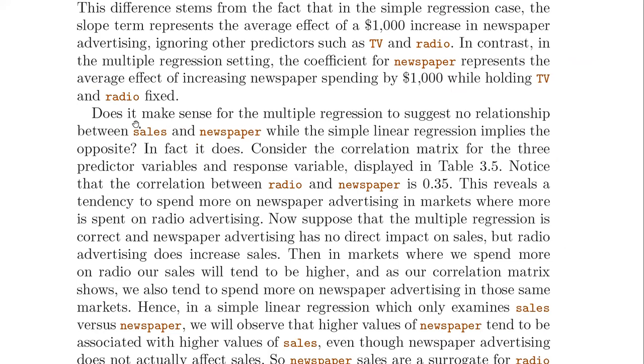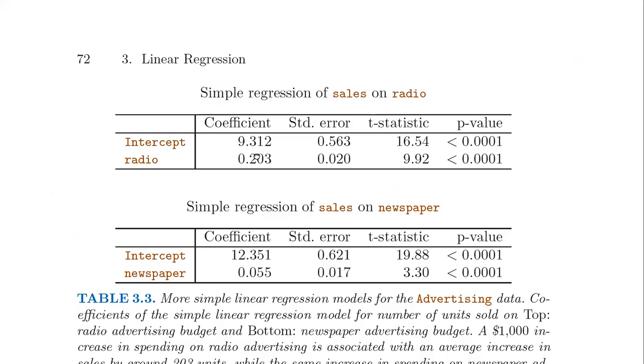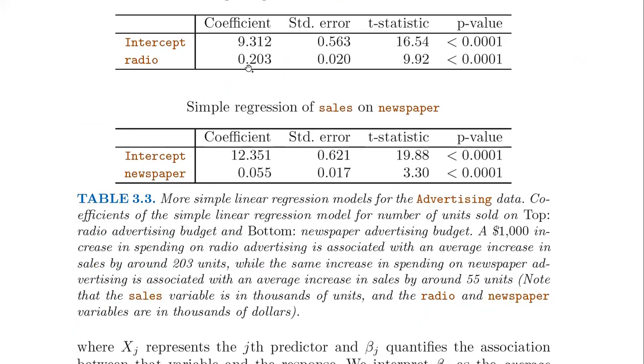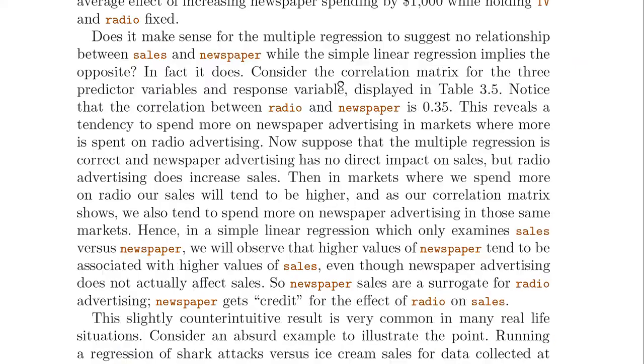So, does it make sense for the multiple regression to suggest no relationship between sales and newspaper, while the simple linear regression implies the opposite? Let's look at the simple linear regression again. Simple linear regression, it was lower than radio, but it was still suggesting that there was a relationship. The t statistic is greater than 2. Let's see. And the book is answering in the affirmative. In fact, it does. Let's have a look.